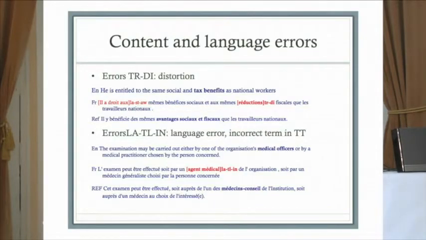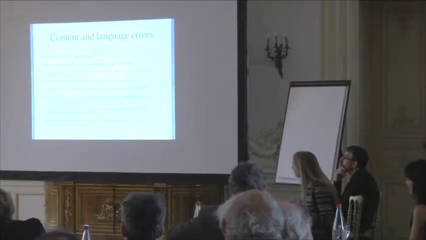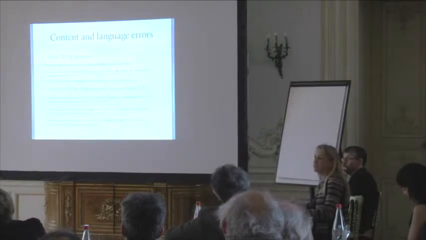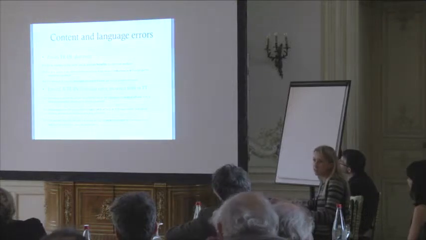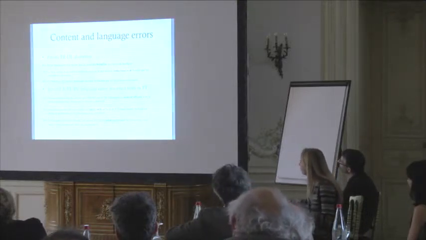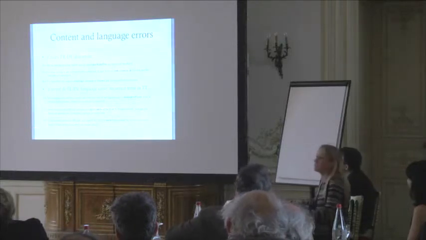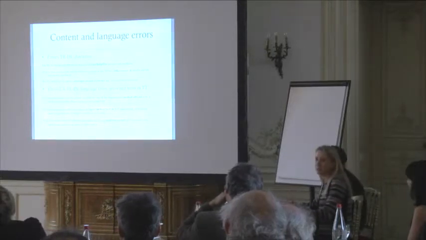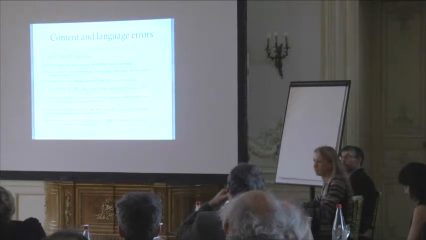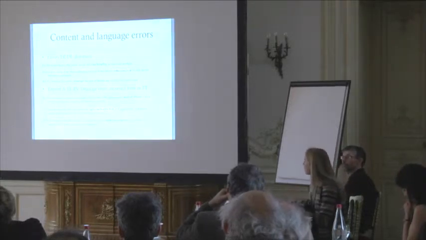So, well, here are some examples of errors in the learner-translator corpus. The first one is a content error. Distortion. Advantages and reductions are not the same thing. And the second one is the language error, which is domain dependent, because in this domain the correct term for medical officer in French is médecin conseil. So it's domain dependent and probably glossary dependent. And this is in one of the recommendations the EU gives to translators, for example.